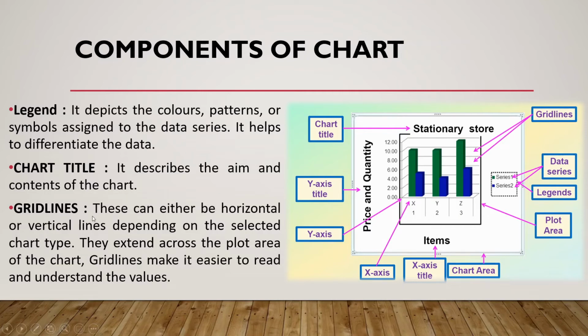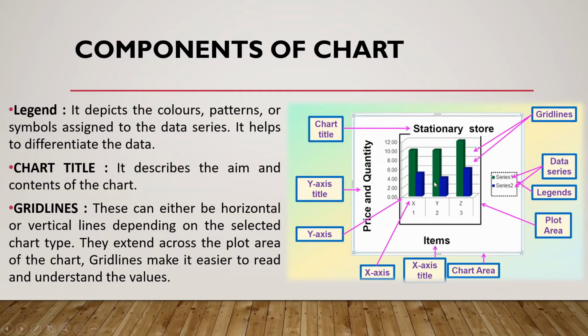And then grid lines. Grid lines are the horizontal or vertical lines just behind the chart, and they extend across the plot area of the chart. What it helps is that it makes it easier to read and understand the values. Means we can easily judge how and where these values are actually allocated. Fine. So this is about the components of a chart.